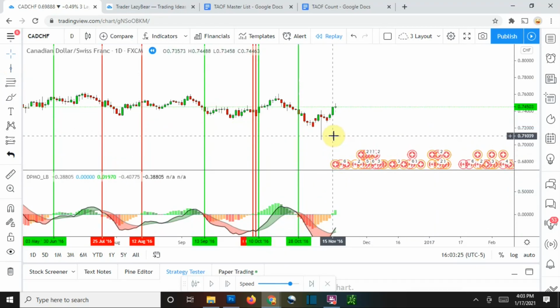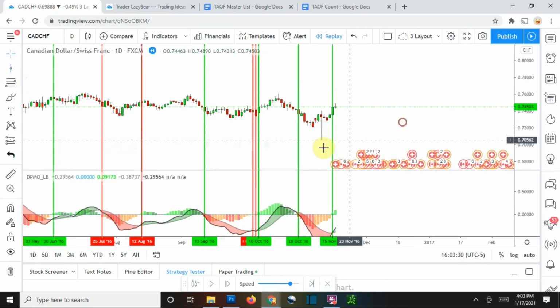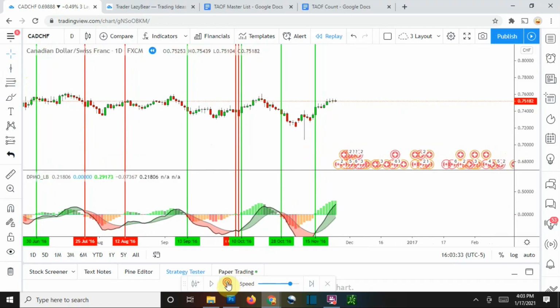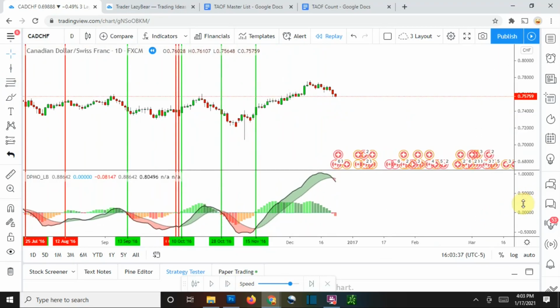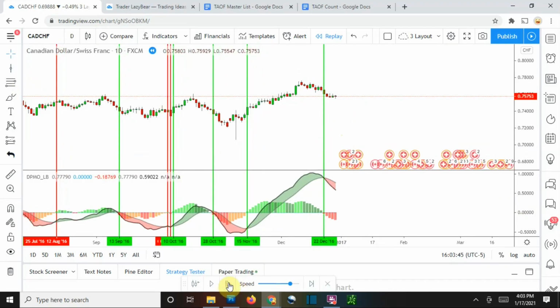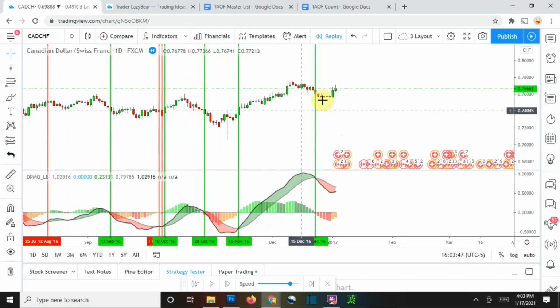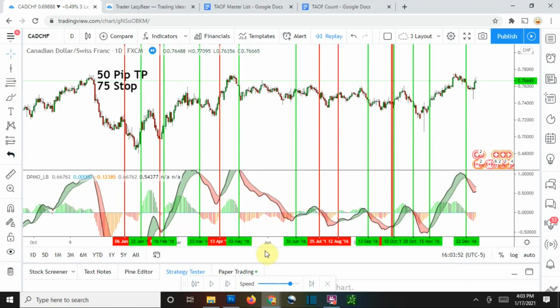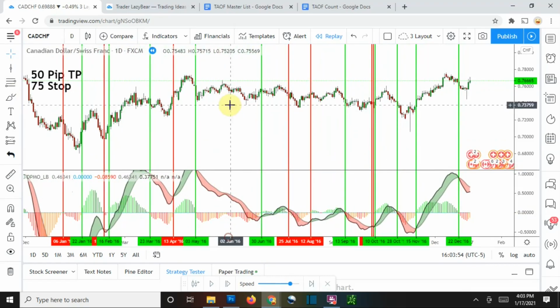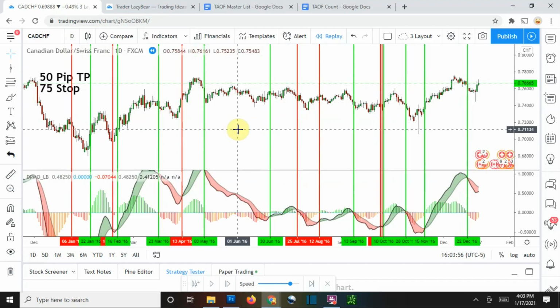That one works out for us. Long signal right here. That one gets us to take profit as well. Not too bad, not too bad at all. Seems to be doing rather well. Let's check this last signal right here, and that one gets us to take profit also. Alright, so there we have it. That is the DecisionPoint price momentum oscillator.